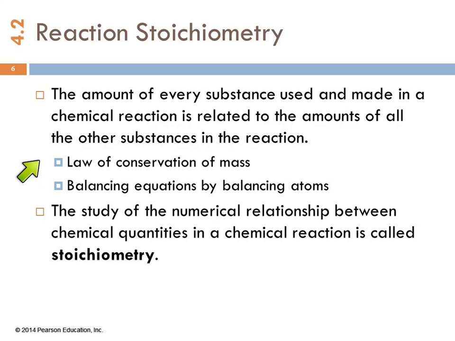So we have the law of conservation of mass that we've talked about. You can't create or destroy mass. It can change form, you can rearrange the atoms, but you're going to have the same mass that you ended up with. And so, because of conservation of mass, we have to have the same number of atoms of each element on each side of that reaction arrow. And the numerical relationship between the chemical quantities is called stoichiometry. So you'll see that word off and on. Reaction stoichiometry means we're talking about the amounts of reactants and products and how they relate to each other.